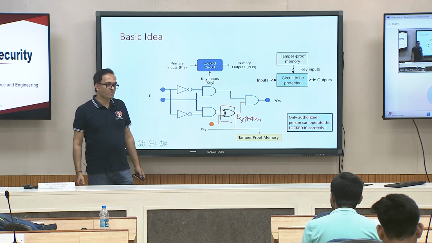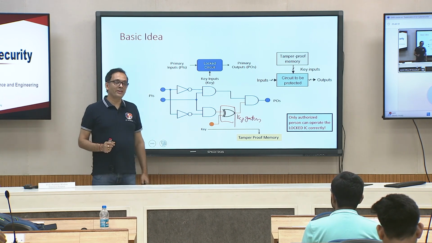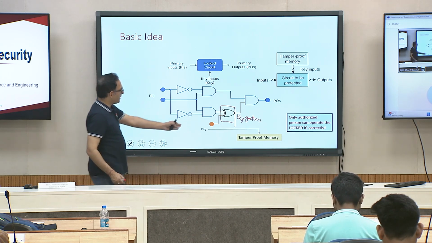Tamper proof memory can be given, sir? No, I will not give it. If I give it, then they might tap this value and they can get it, right.